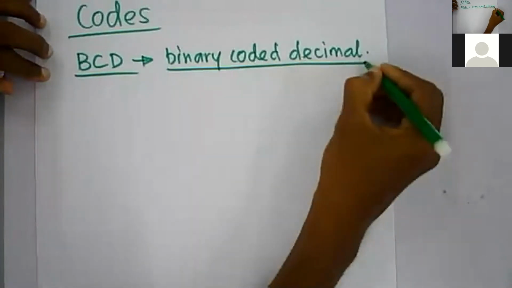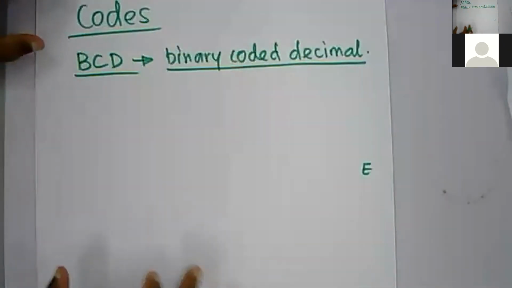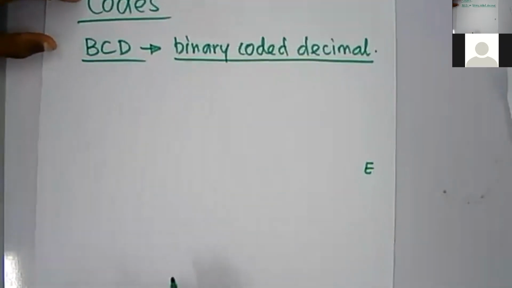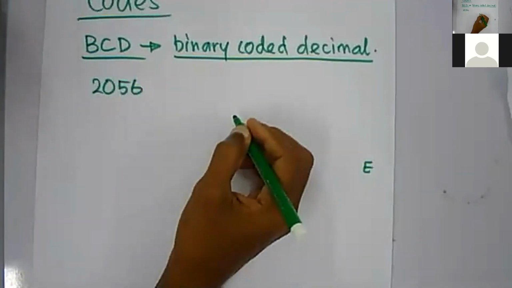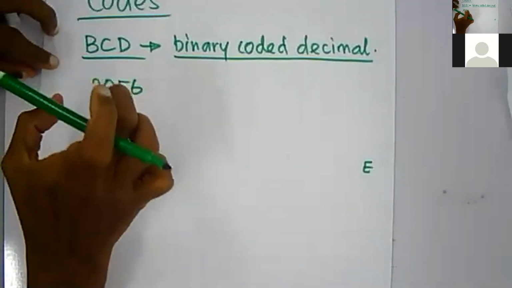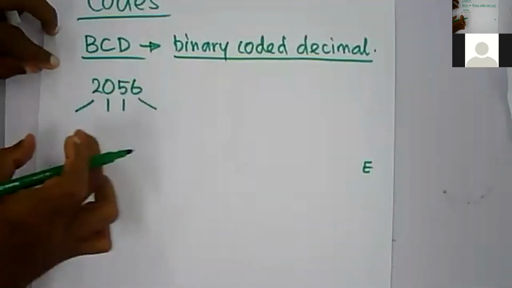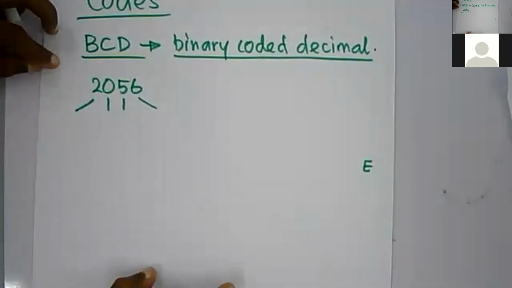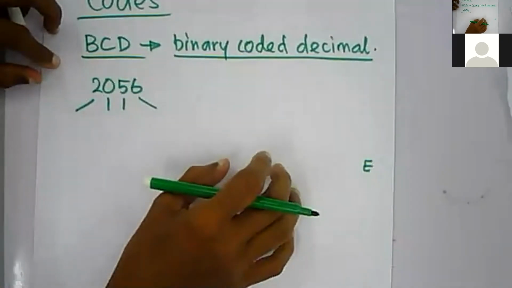Binary coded decimal is actually directly using binary numbers, representing them with zeros and ones. For example, 2056, which is a decimal number. We can represent each digit with a 4-bit binary number. But remember, if you convert that back into a decimal number, it is not going to give you the same value.